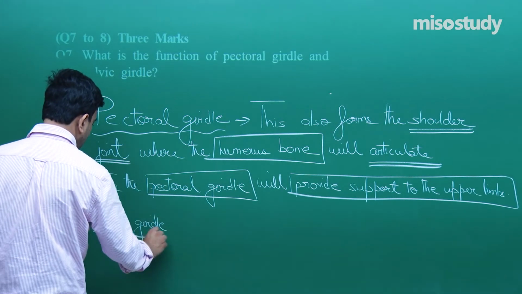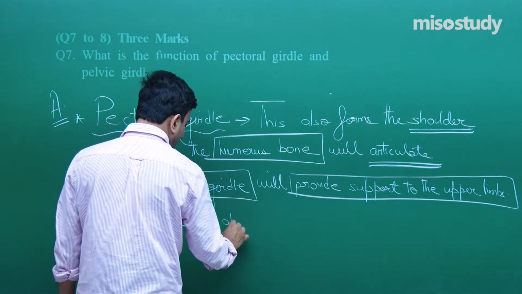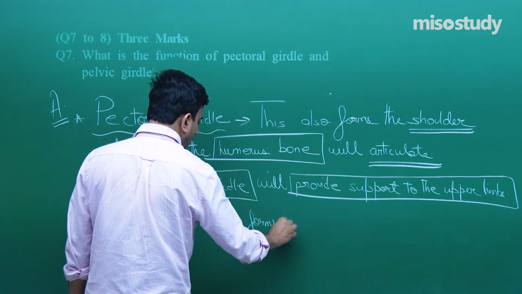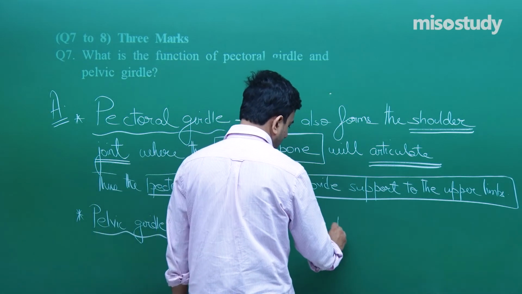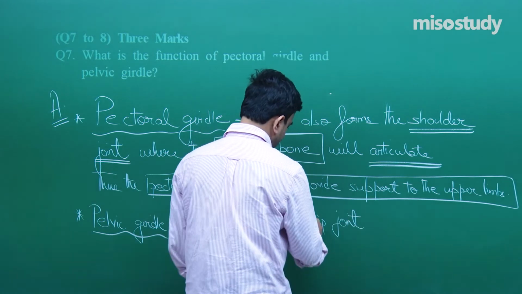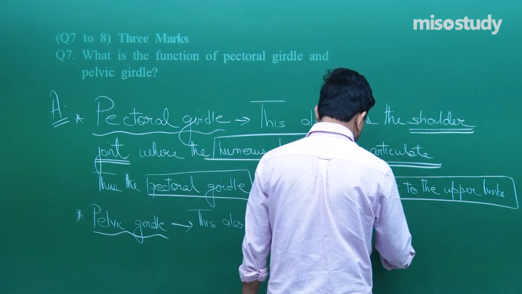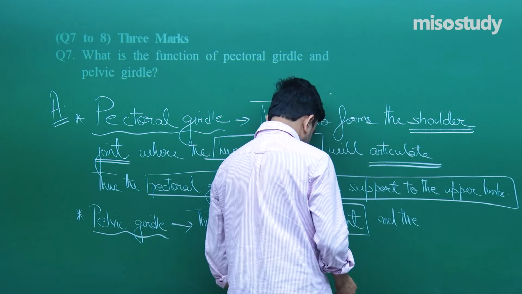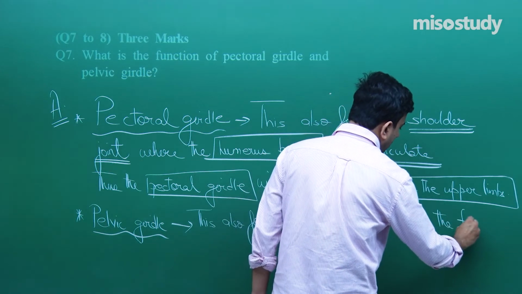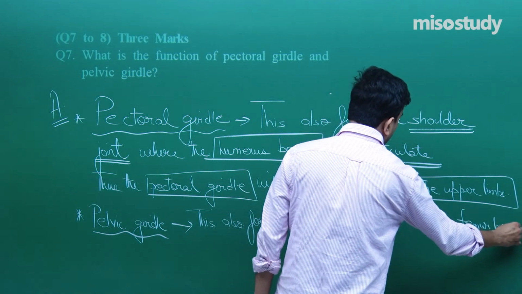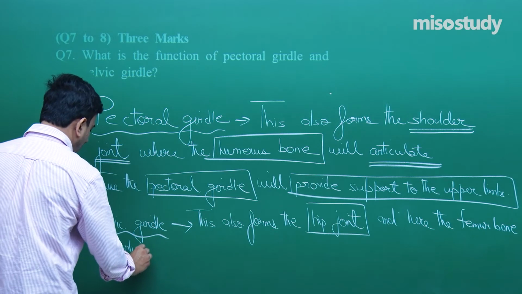Pelvic girdle. This also forms the hip joint. And here the femur bone articulates. The femur bone will articulate.